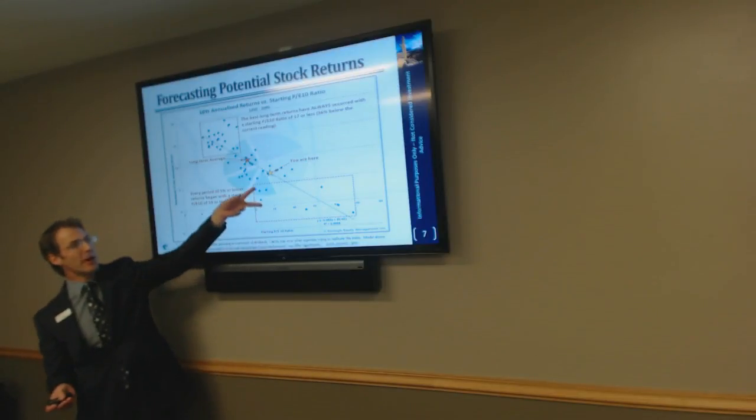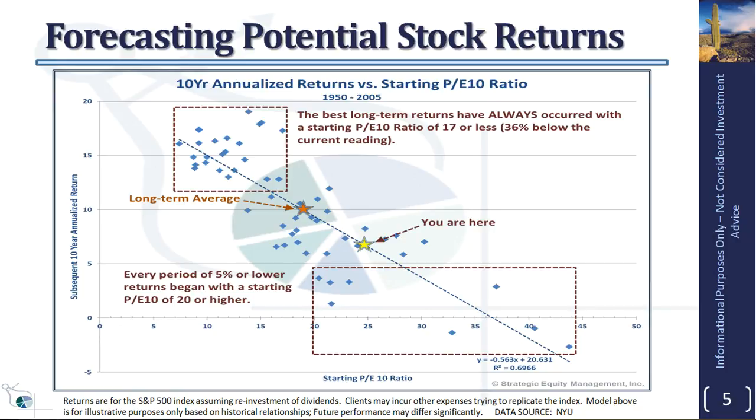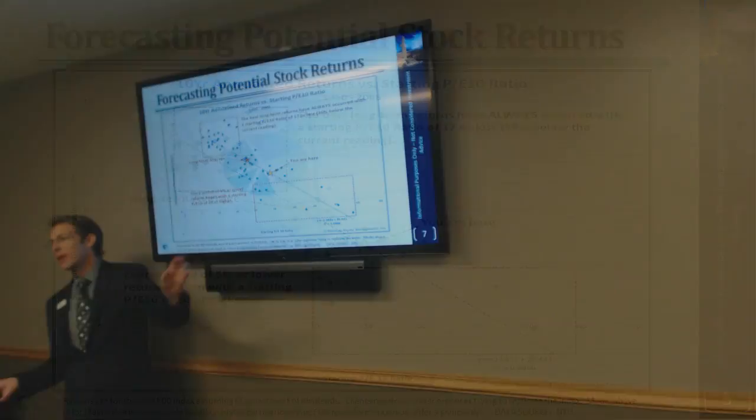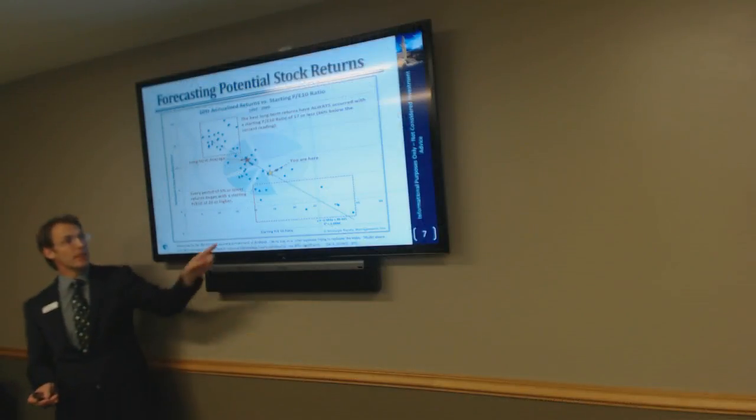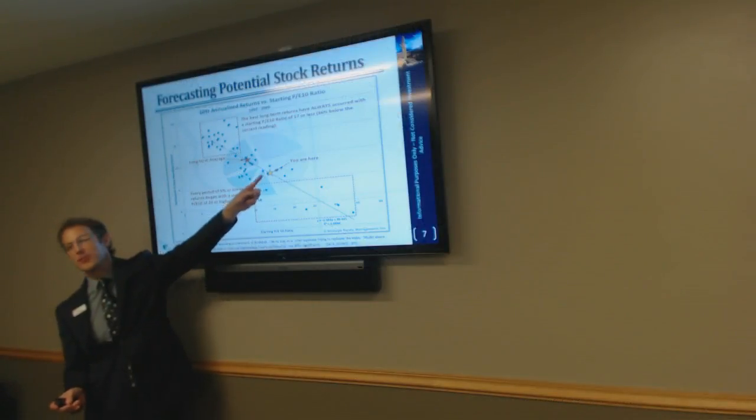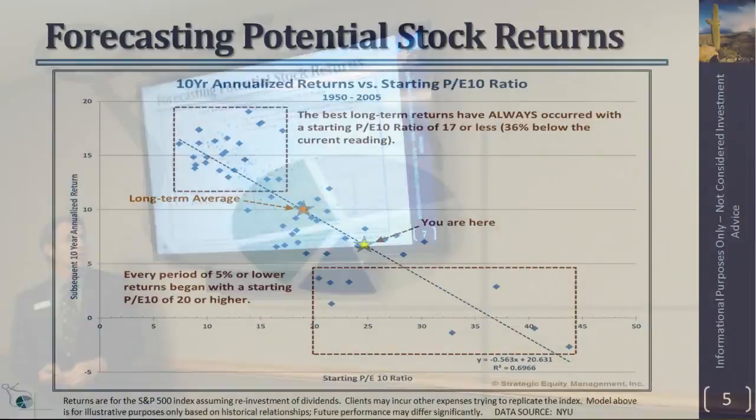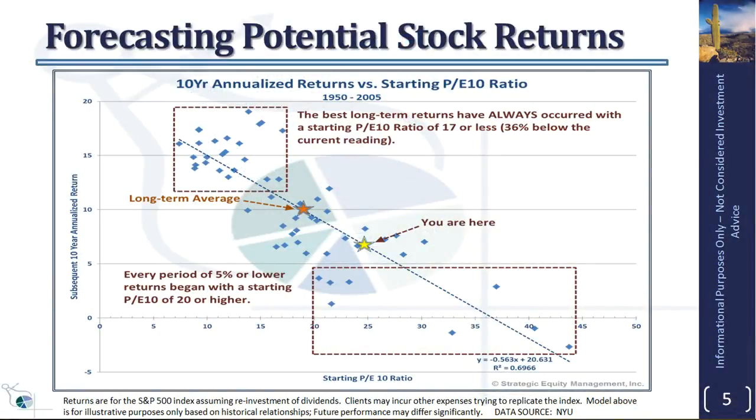And I put a couple boxes there. Every period where we had returns half the long-term average came with a starting PE of 20 or higher. I helped you out and I put where on this regression line we are today. We're right around a 24, 25 PE. Even with the drop to start the year, the lowest the PE ratio got was 24. That tells us we should expect below average returns.